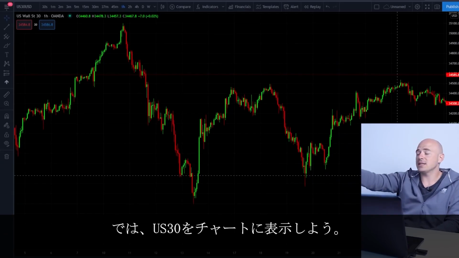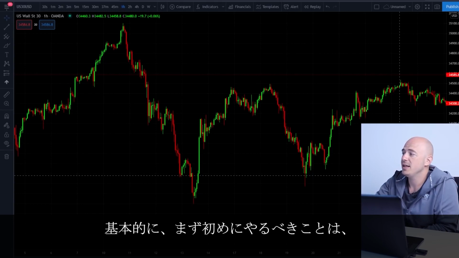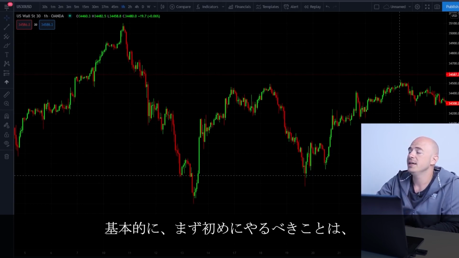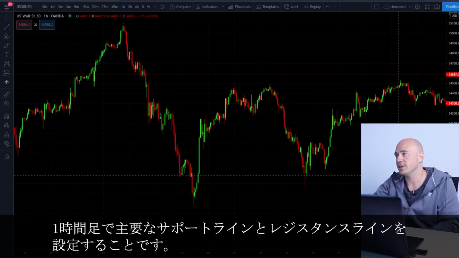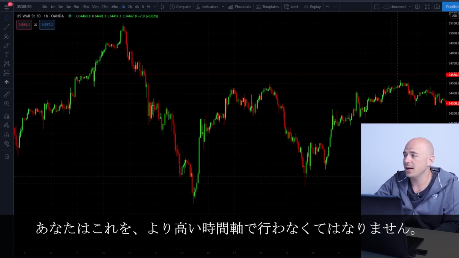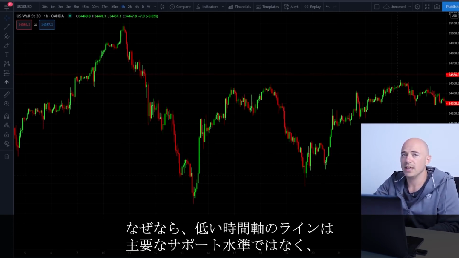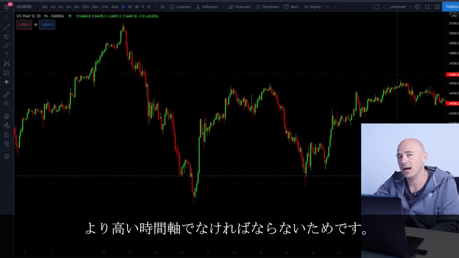Okay, so I've got US 30 up here on the chart, and basically what we need to do first is put up major support and resistance levels on a 1 hour time frame. You wanna do this on a higher time frame because on a lower time frame, those aren't major levels of support. It has to be on a higher time frame.